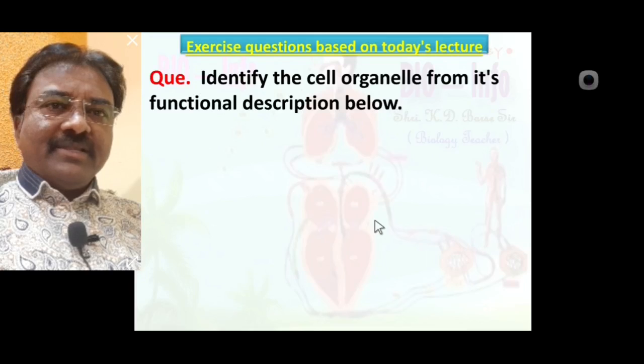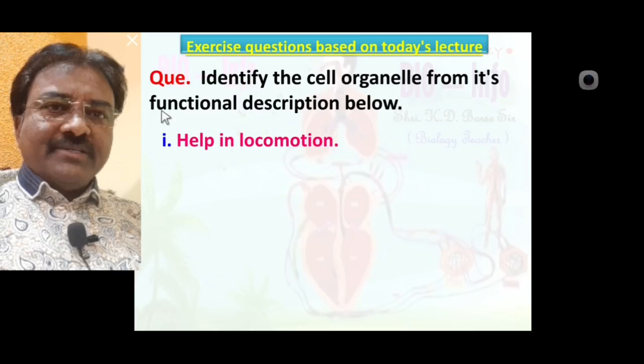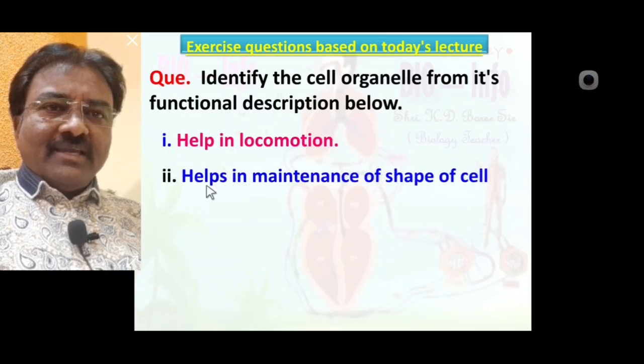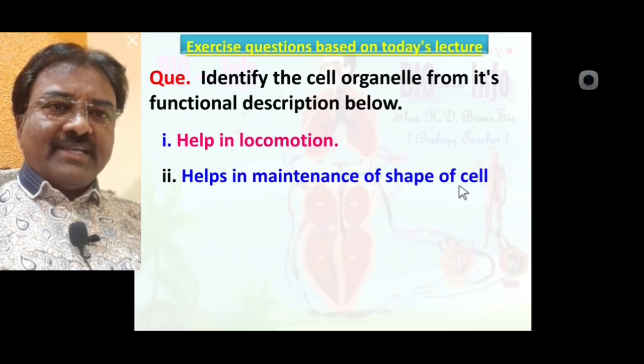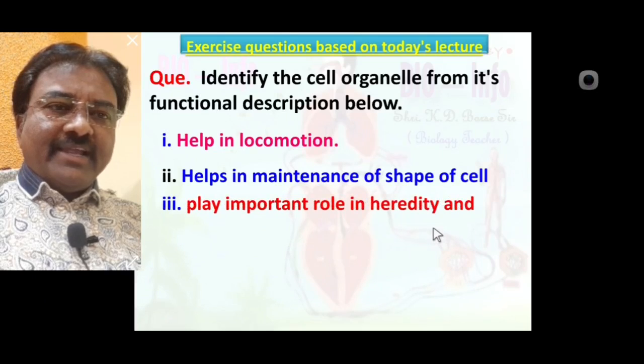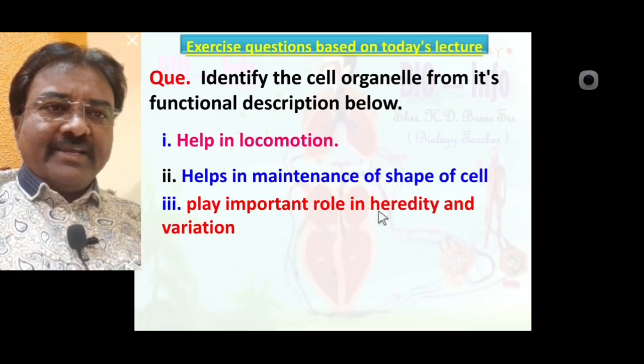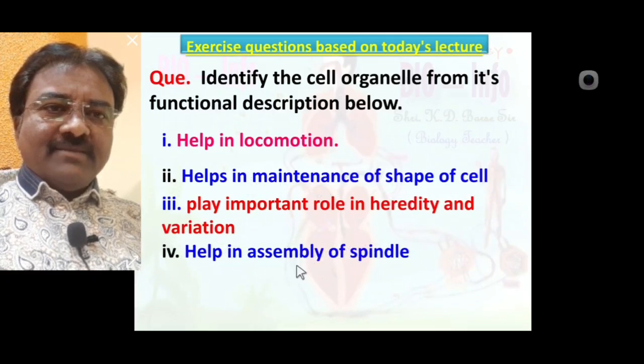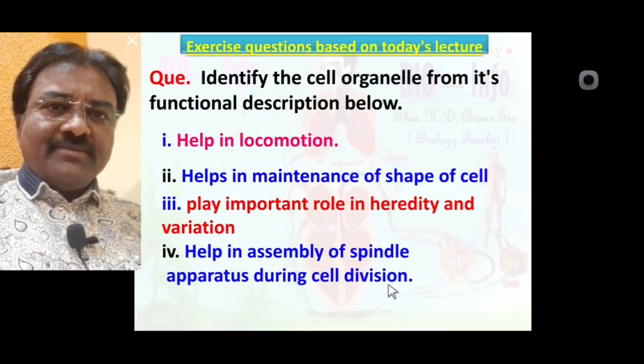Identify the cell organelle from its functional description below. Number 1, helps locomotion. Yes, cilia and flagella help locomotion. Helps in maintenance of shape of the cell. Yes, cytoskeleton helps in maintenance of shape of the cell. Plays an important role in heredity and variation. Yes, nucleus plays an important role in heredity and variation. Helps in assembly of spindle apparatus during cell division. Centrosome helps in assembly of spindle apparatus during cell division.